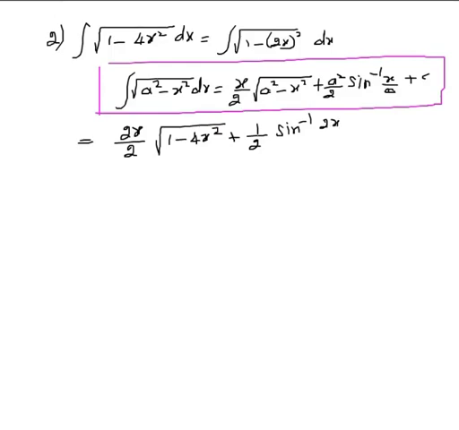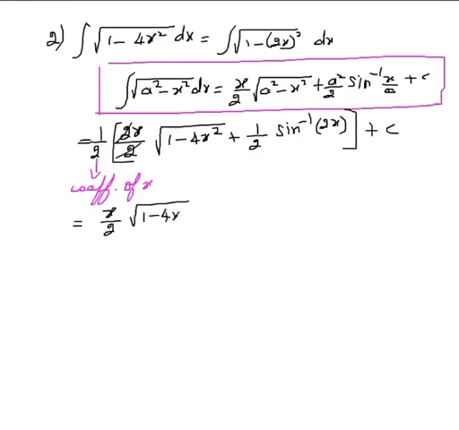sine inverse of x by a, and don't forget to divide by the coefficient of x. Here the coefficient of x is 2. So the whole expression should be divided by 2. This 2 is the coefficient of x. Let us open the brackets and write x by 2 root of 1 minus 4x square, and this becomes 1 by 4 sine inverse of 2x and plus c.